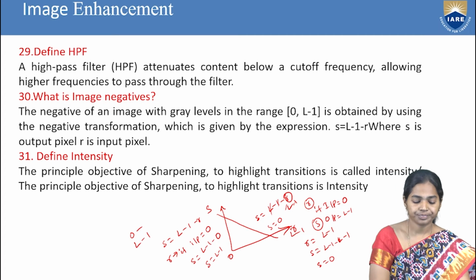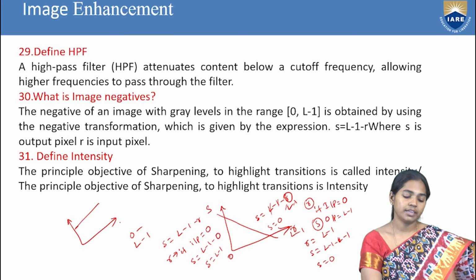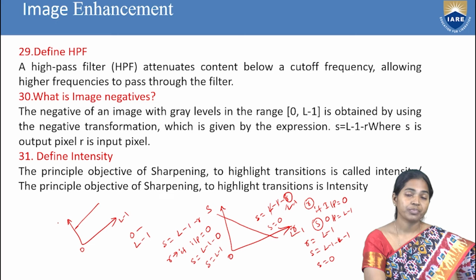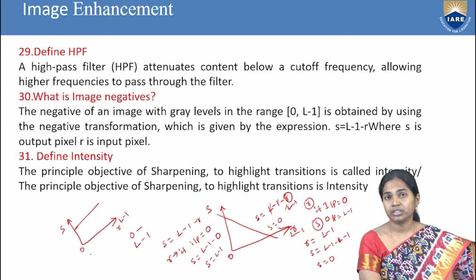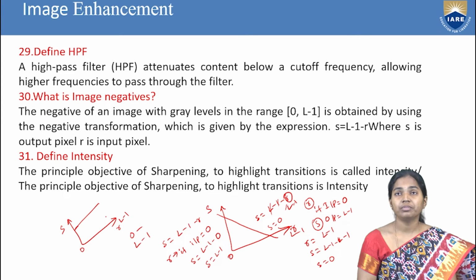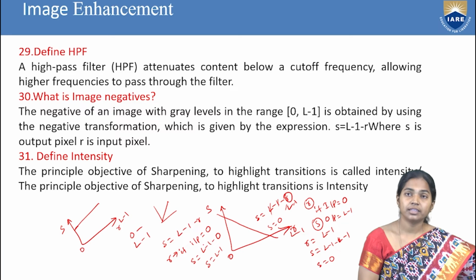For example, the graph representation is like this. Here it is L minus 1 and 0. Here it is s, and here it is r. Whatever the input image is, the output is inverted, so pure black input gives pure white output. The graph looks like this.